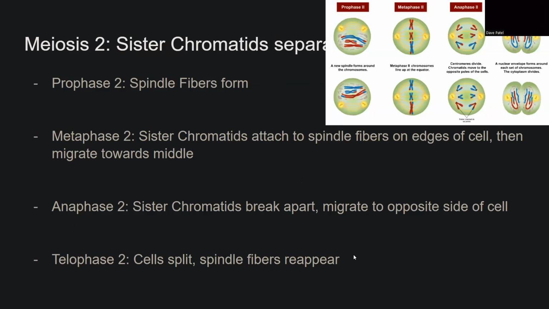Then you have meiosis 2, which is where the sister chromatids separate. So now one chromosome is going to separate into 2 halves, which are the sister chromatids. This is really the exact same process again. In prophase 2, the spindle fibers form. In metaphase 2, the sister chromatids attach to the spindle fibers on the edge of the cell and migrate towards the middle. Then in anaphase 2, the sister chromatids break apart and migrate to opposite sides of the cell. So really the exact same thing. And then in telophase 2, the cell splits, the nuclear membrane reappears, and the spindle fibers reappear.